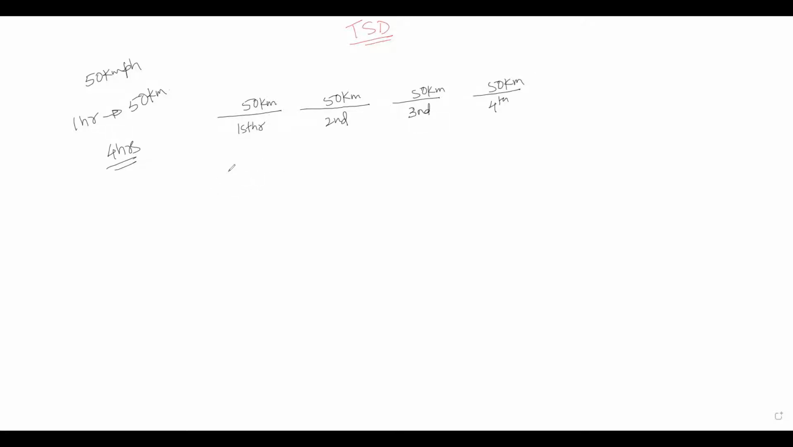So altogether, the car has covered 50 plus 50 plus 50 plus 50, that is 200 kilometers, or we can say that this is simply 50 times 4. That is, the total distance d would be equal to the speed times the time taken. So we can say that distance is equal to speed into time.